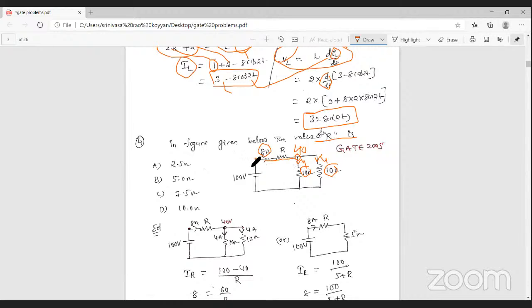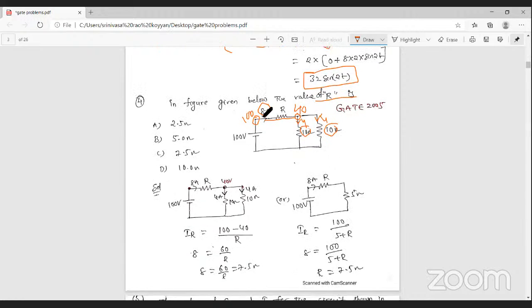In this node, the voltage is 100 volts. Then the resultant current, 8 amperes, is equal to the potential difference between these two points, that is 100 minus 40, divided by the resistance value, that is R.